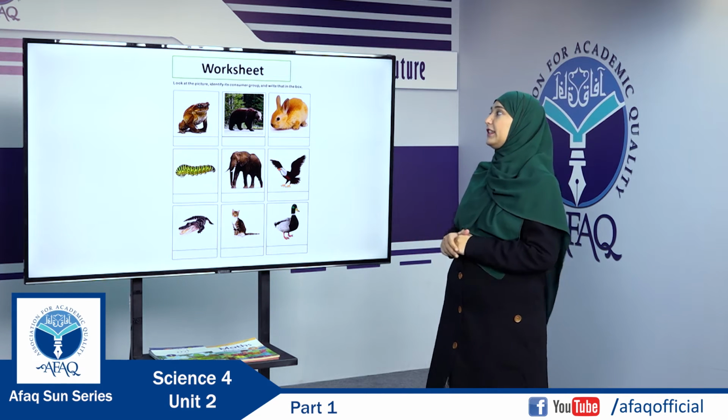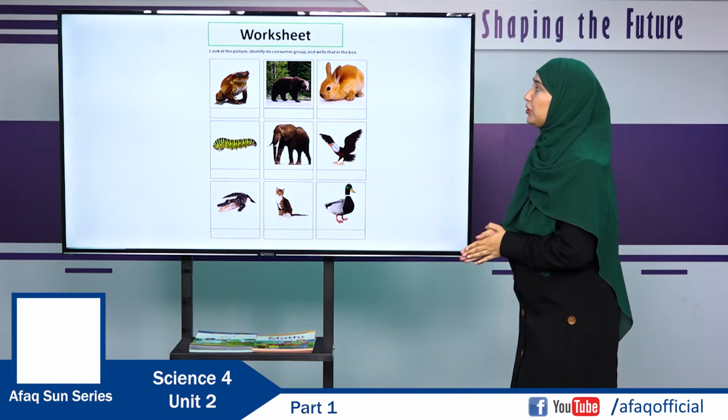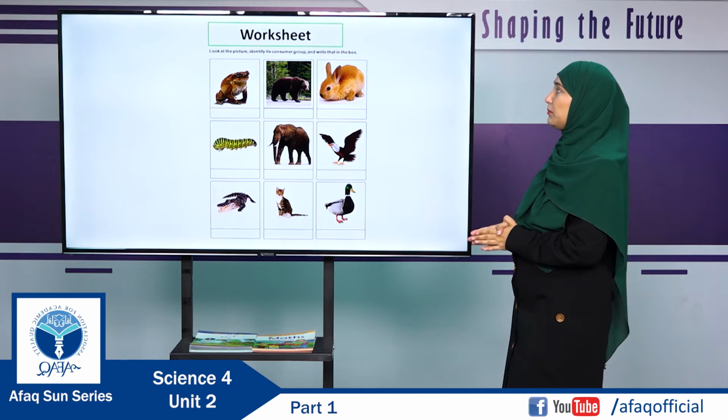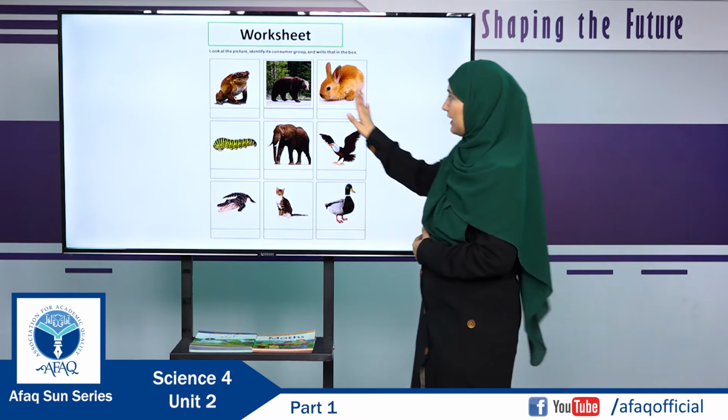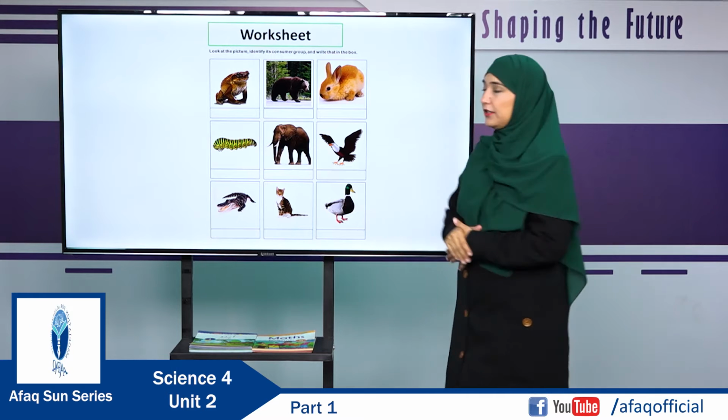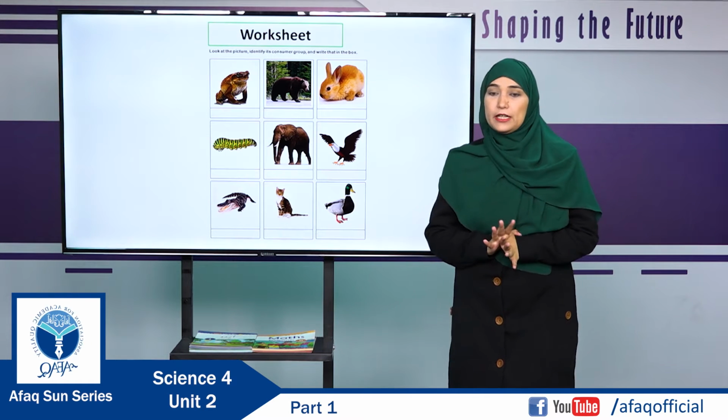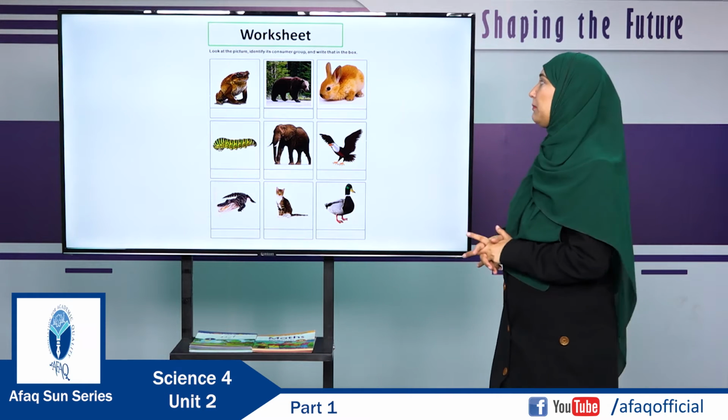Students, now here is a worksheet. Look at the picture, identify its consumer group and write that in the box. You have to look at the pictures, identify the animal and write to which consumer group it belongs.